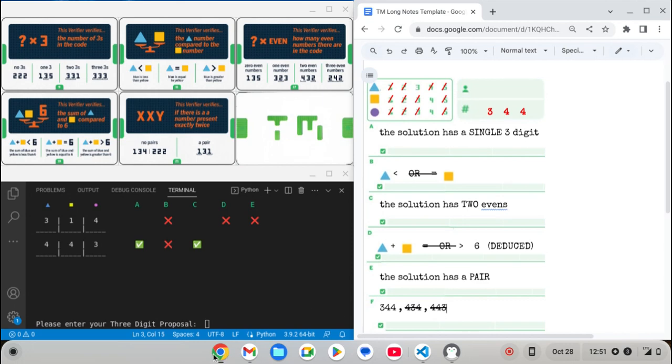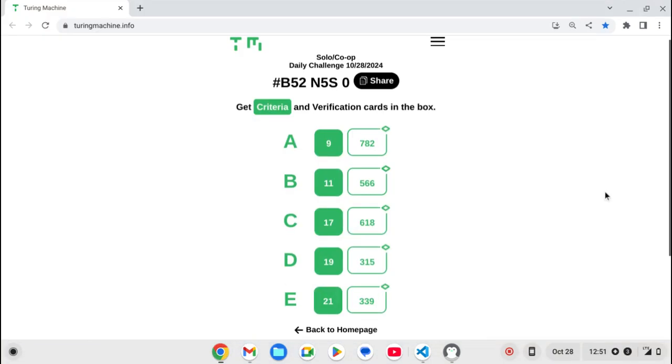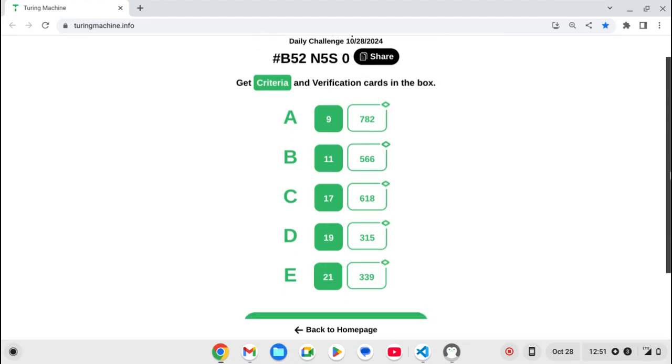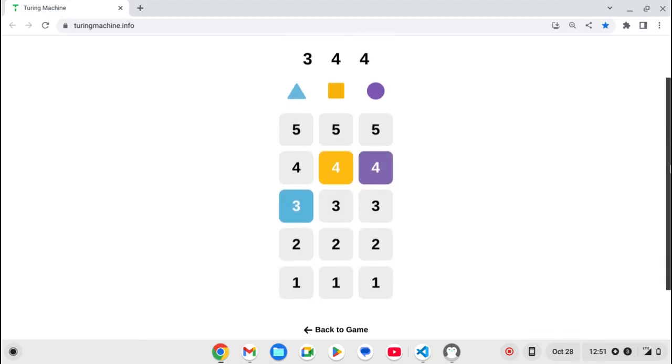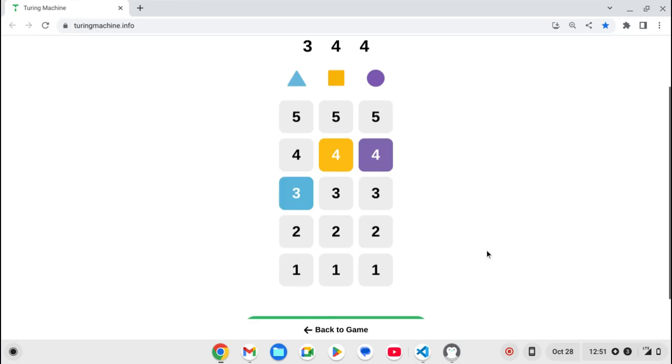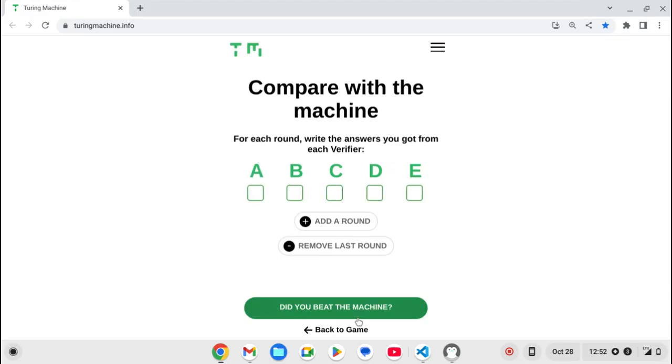So let's go ahead and verify. And that was 3, 4, 4. Okay, fantastic. Now, how do we do versus the Turing machine?